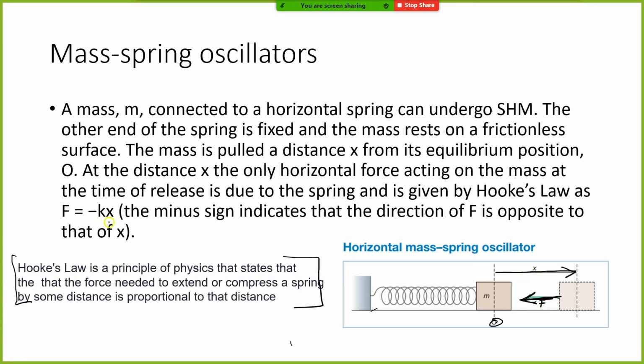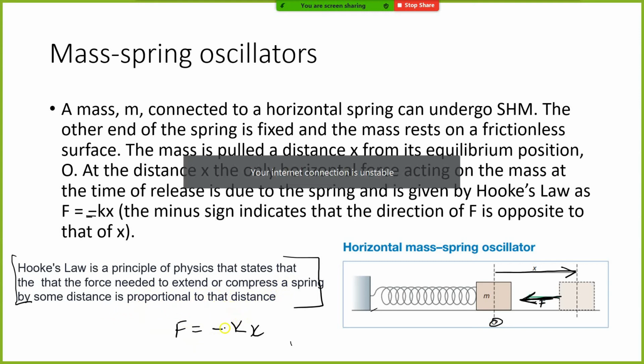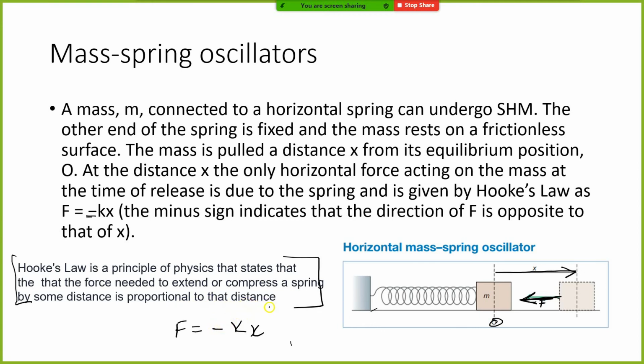That is the reason why we have the minus sign here. Hooke's law says force is equal to k times x, right? So we must remember Hooke's law in terms of how we go about stating it. Hooke's law really is just saying that the force needed to compress or to extend a spring by some distance x is not just proportional, but directly proportional to the distance, all right?